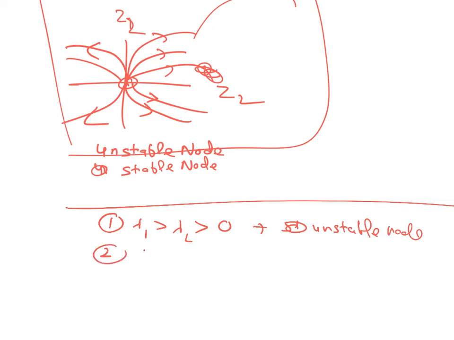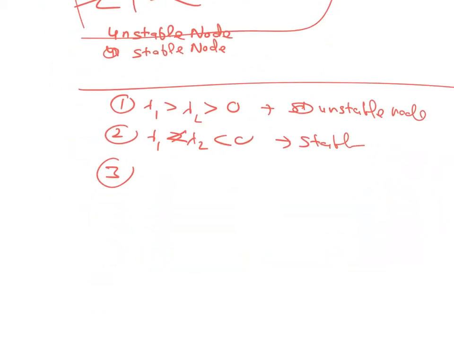And second is lambda 1, lambda 2 is less than 0. That is a stable node, right? There can be another interesting case where one eigenvalue is negative, one is positive. That also is possible, right? So what happens there? In this case, where lambda 1 is less than 0 and lambda 2 is greater than 0, what happens to that picture?